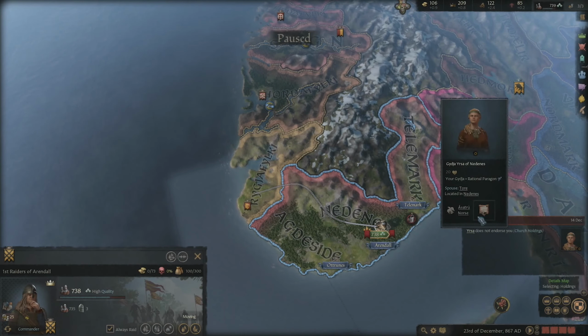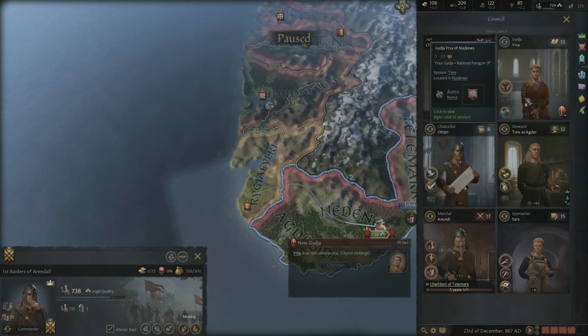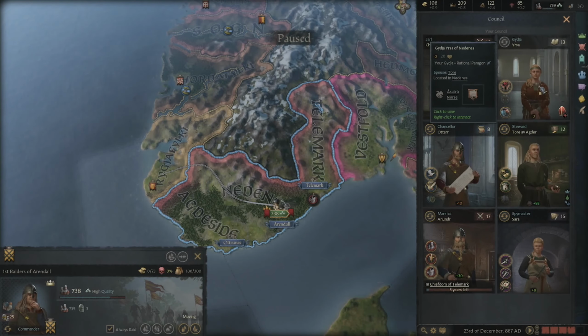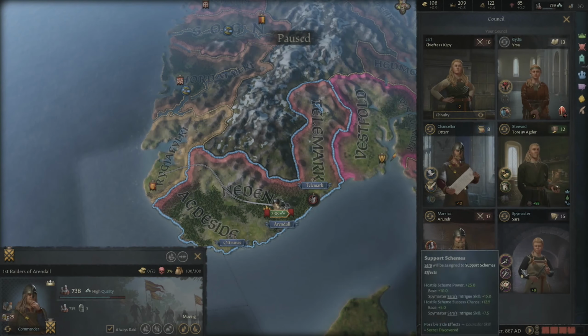Here's another reminder that our current religious leader does not endorse us. Again, this determines what we will get from religious holdings. We don't currently have any temples, so it doesn't matter. Plus, you know, we could take her as a concubine or seduce her or something and get a benefit out of that. Let's look at the rest of our council.